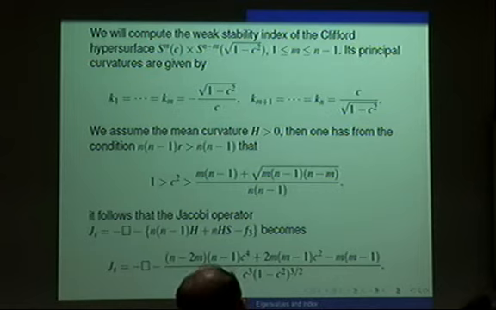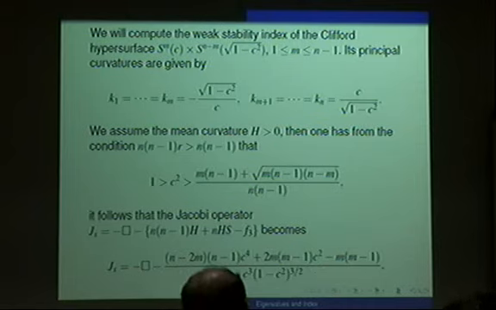By a direct calculation, we know that the principal curvatures are given by this equation. By the Gauss equation, we get that the mean curvature is positive if and only if c square satisfies this inequality. It follows that the Jacobi operator, the JS, becomes this one.